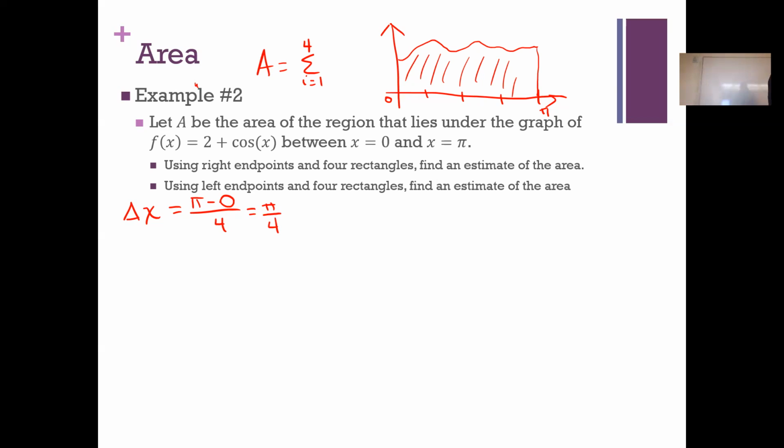All right, so that's a big piece we need for this sum. What else do we need to start estimating this area? I need heights, right? I need 4 heights. So that means I need a bunch of x values. So let's get those first, because I can't get a height unless I know where to ask this function what the height is.